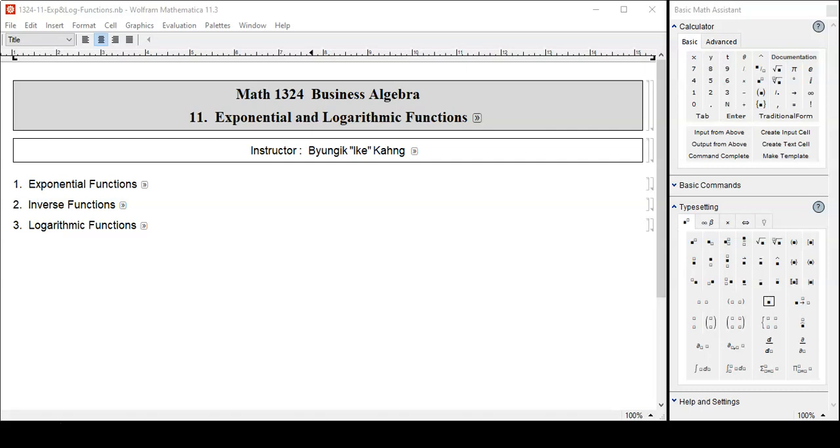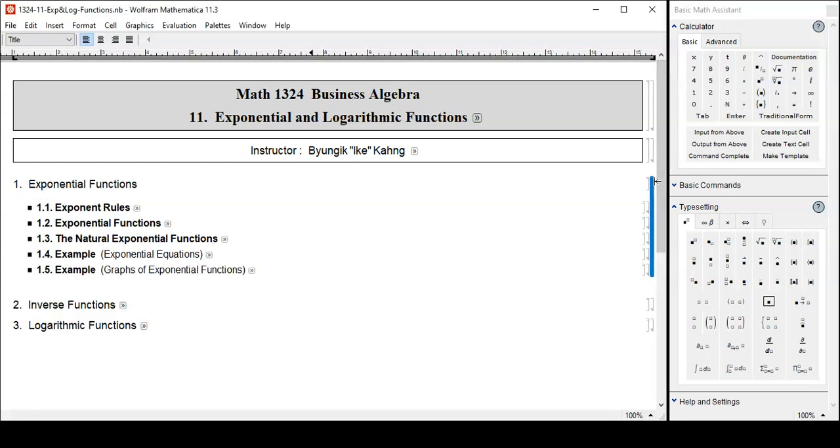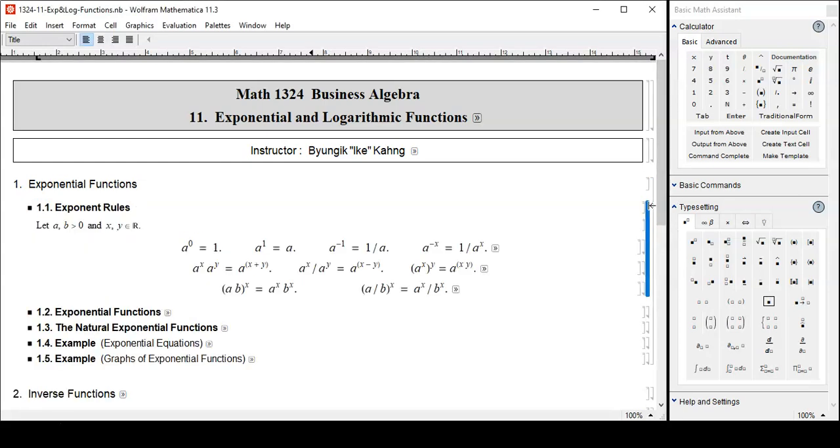Hello Math 1324 students, let's begin lesson 11, exponential and logarithmic functions. First, exponential functions, the easier of the two, and let's begin with a review.